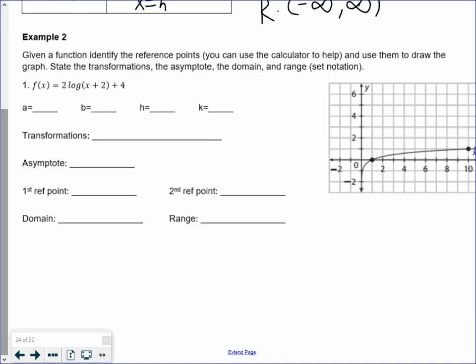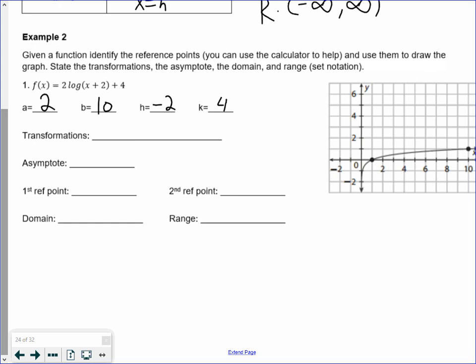So let's go ahead and do an example. On number 1, our a is 2, our b is going to be 10. We're not given a base with this log. If we're not given a base, that's because it's the common logarithm, the common log. In other words, it's so common we don't need to bother giving you the base because it's assumed to be 10. So our b is 10, our h is negative 2, and our k is 4.